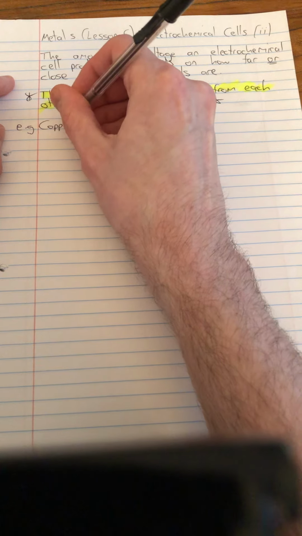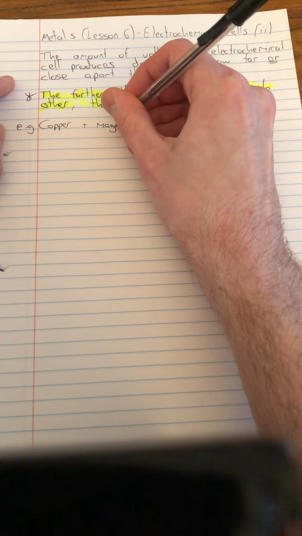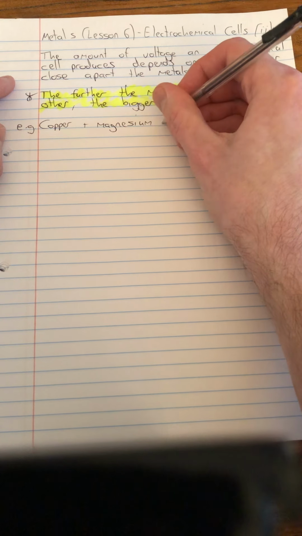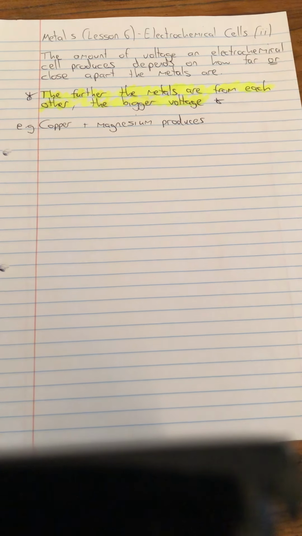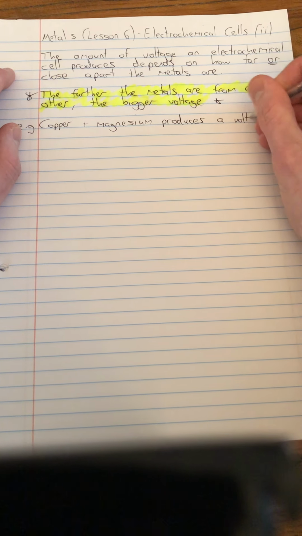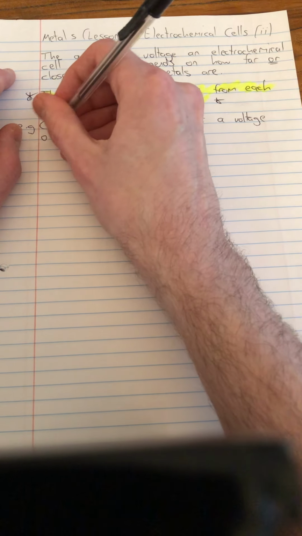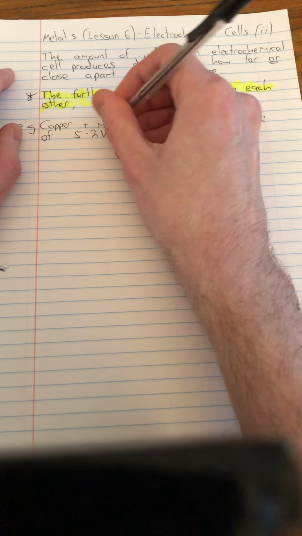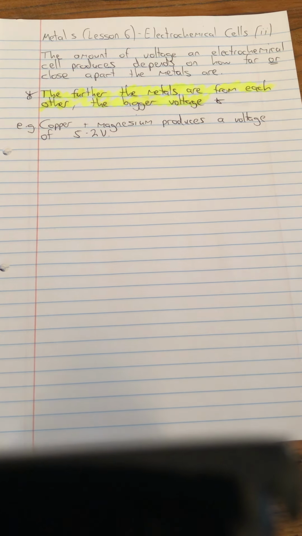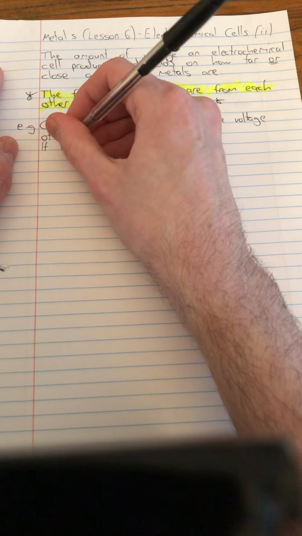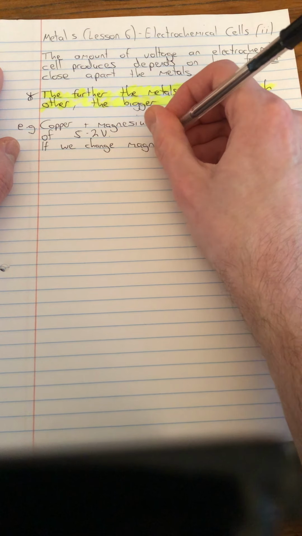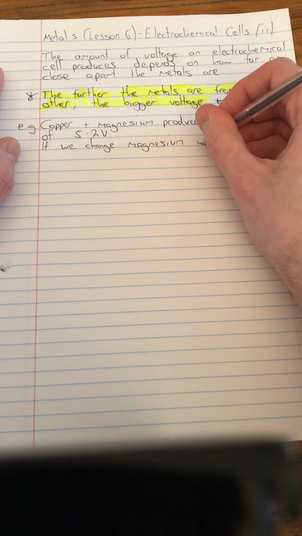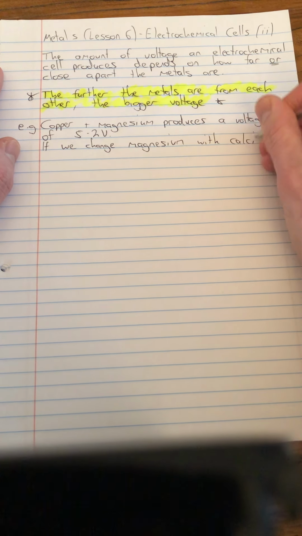copper and magnesium. If we set up copper and magnesium in an electrochemical cell, a complex cell combining two half cells, it produces a voltage of, let's just say, 5.2 volts. We did this experiment in class and that's what we got, 5.2 volts. If, however, we replace magnesium with calcium, let's look at that.